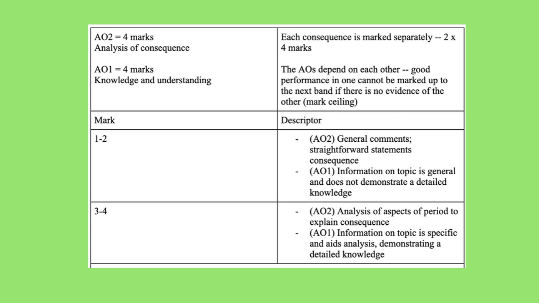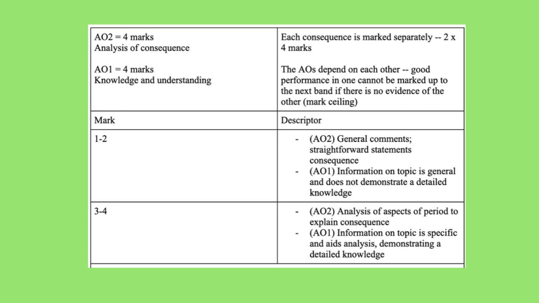4 marks are also available for AO1, which is your knowledge and understanding. Again, you need to show the examiner that you've got a really good knowledge of the topic. So when you're explaining that consequence that you've just given, you show that you've got a really detailed knowledge to explain that in a little bit more detail.